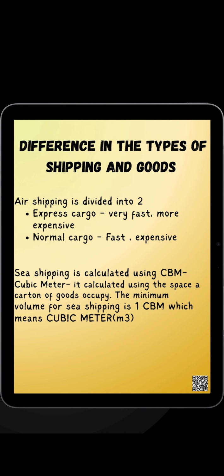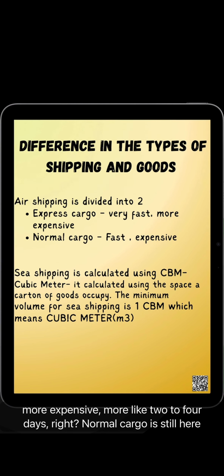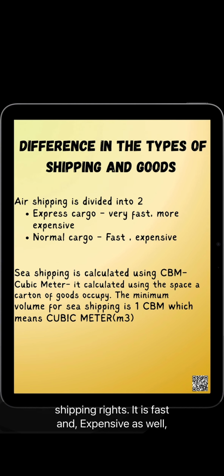Express cargo is very fast but more expensive, more like 2 to 4 days, right? Normal cargo is still air shipping, right? It is fast and expensive as well. That's like 10 to 15 days.